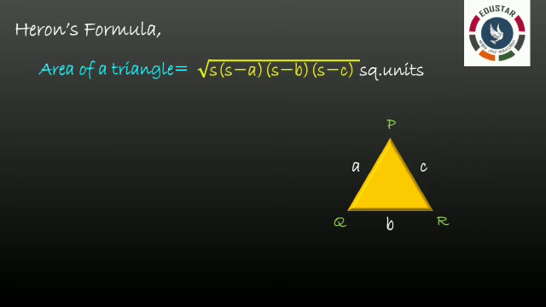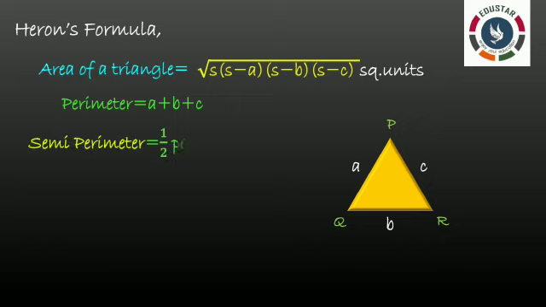Now, you have studied in your lower class, right? What is the perimeter of a triangle? Perimeter is equal to A plus B plus C, that is the sum of all three sides of a triangle. Then, semi-perimeter means half the perimeter. So that will give A plus B plus C by 2. This semi-perimeter is represented with S. So S is your semi-perimeter, which is equal to A plus B plus C by 2. And A, B, C are the lengths of the sides.